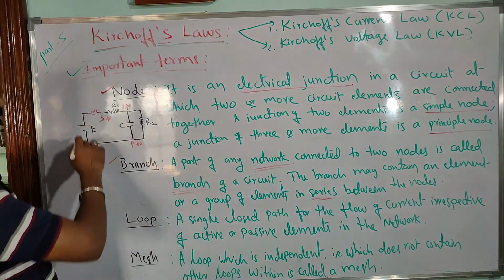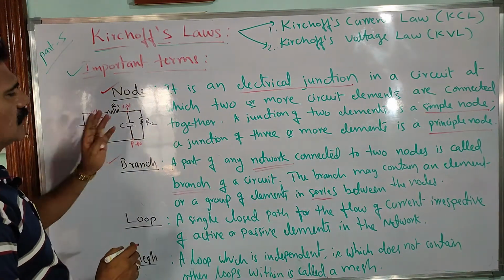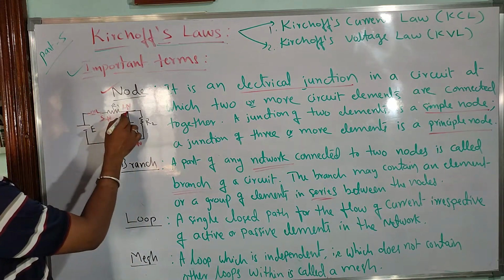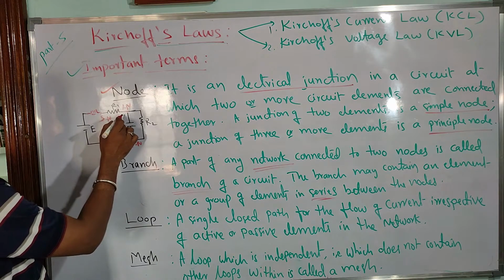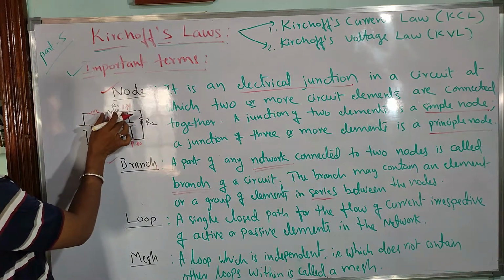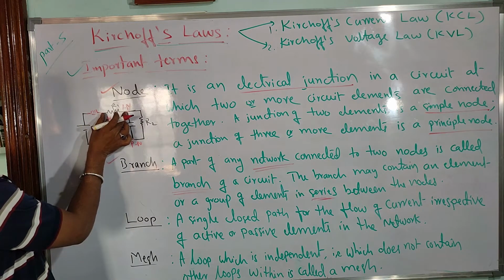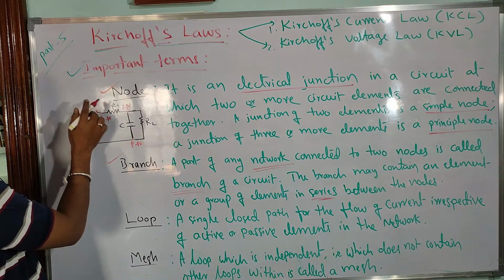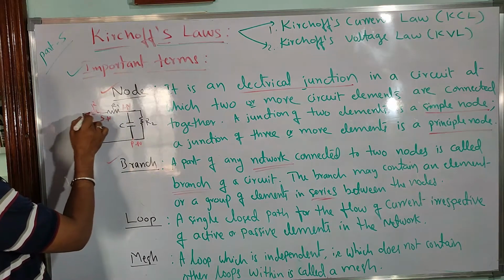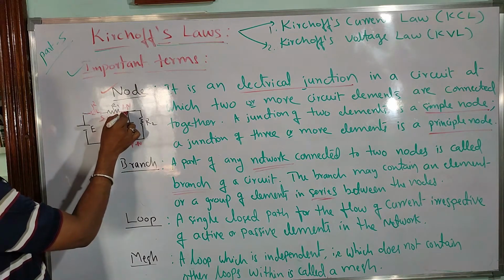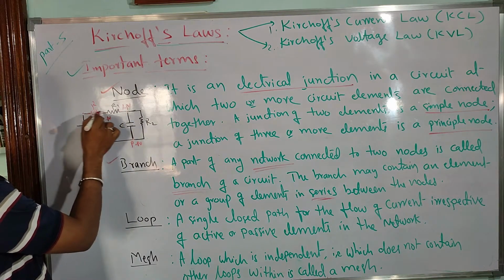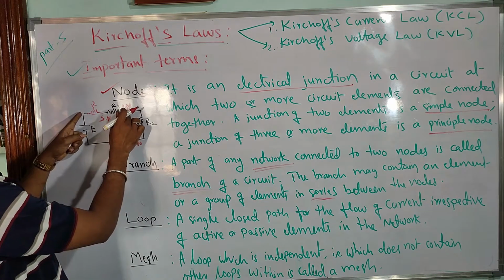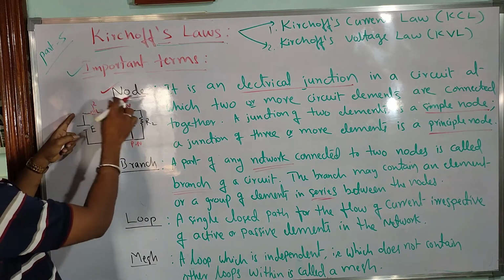Now look at the same circuit again. Which part of the circuit is called a branch now? Between these two terminals we have one resistor. If there is only one resistor, this acts as a branch of the circuit. Now there is one more resistor, so both resistors are connected in series. From this point to this point, two components are connected in series. So this acts as another branch of the circuit.